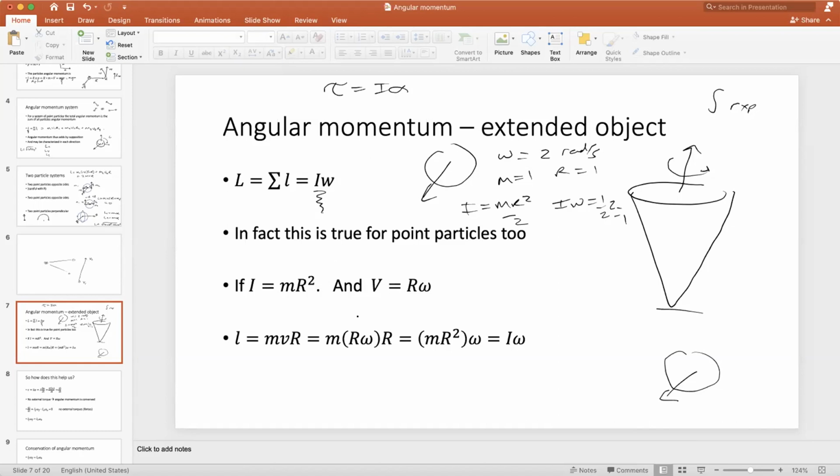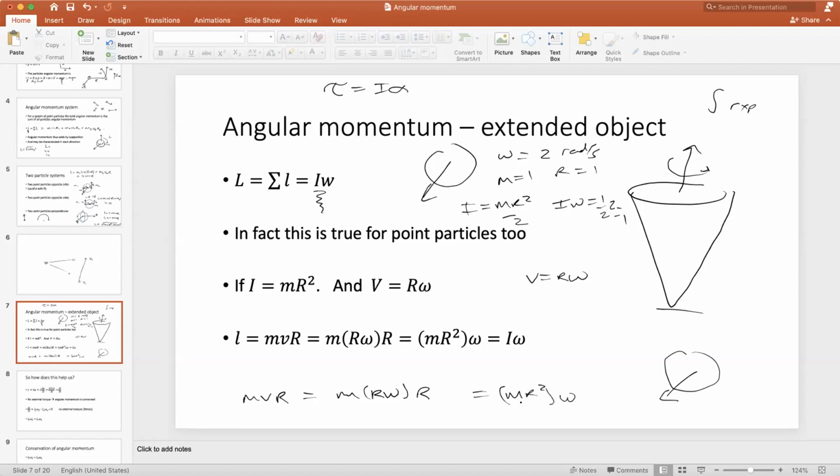This is actually true for a point particle. Now we know that we got MVR. If you assume that this thing's moving with constant R, which of course it is because there's no torques or forces on it, then V is equal to R omega. And so I can plug in for V, R omega, and I'm multiplying by R still, and what I get is mr squared times omega. But mr squared is the moment of inertia of a point particle. So you can see for a point particle, little l is just I omega.